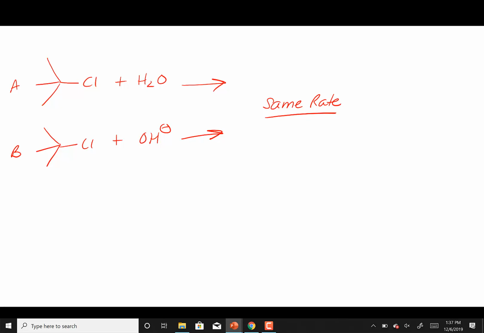So in that case, the nucleophile was not in the rate determining step. So the strength of the nucleophile doesn't matter. And what's different about these two reactions? The nucleophile. So the simple fact is, in this case, what's different is the nucleophile, but the nucleophile strength doesn't affect SN1. Therefore, they will go at the same rate. Okay.